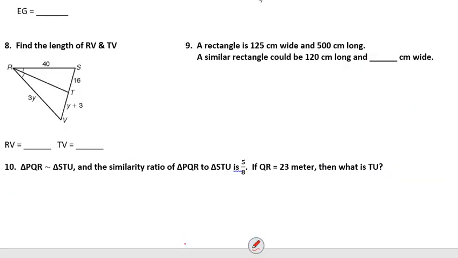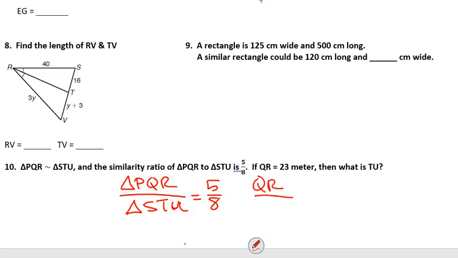So on this one, we're going to take the statement here. It says triangle PQR is similar to STU, and the similarity ratio of PQR to STU is 5/8. And then it says if QR is 23 meters, then what is TU? So we're going to go ahead and do triangle PQR over triangle STU. We know that equals 5/8. So that's going to help us set up the rest of the problem because we notice that QR is on top and TU maps to QR. Notice QR, TU. So we're going to be able to set that 23 over TU equal to the 5/8.